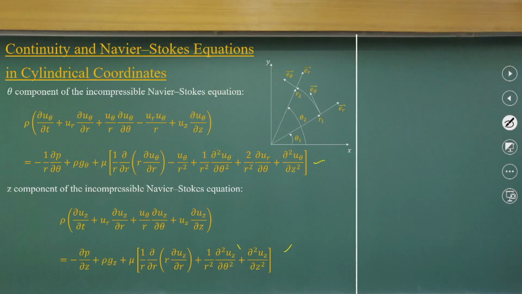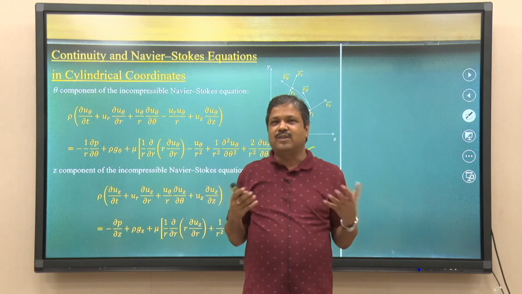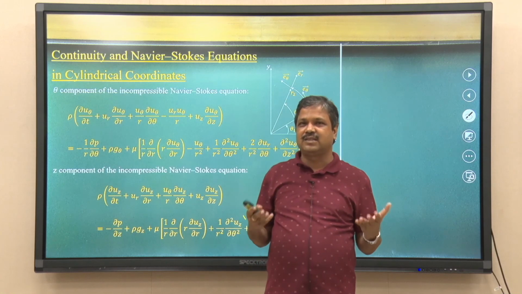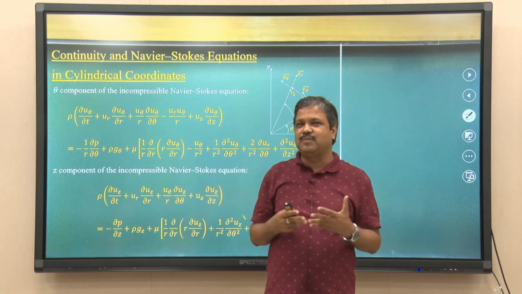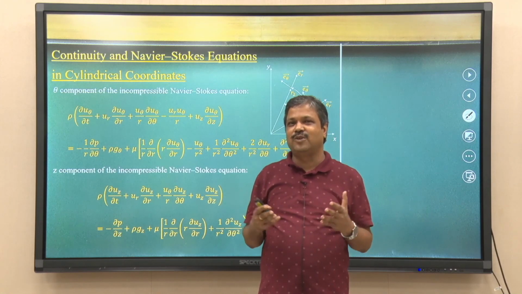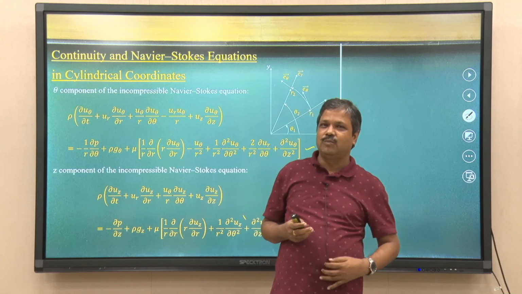In the next class, we will talk about the boundary conditions and some of the basic features of the Navier-Stokes equations, and we will also try to solve a few problems.